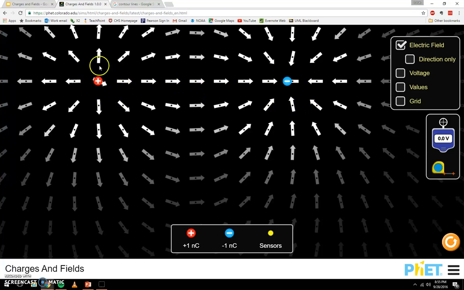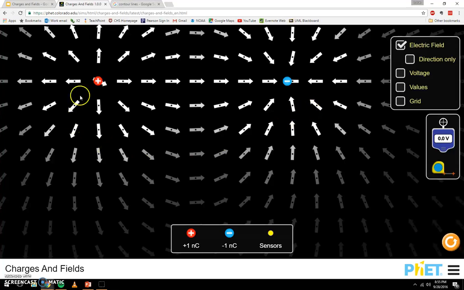We see that there is an electric field that is shown emanating away from the positive and going into the negative. That's the direction that a positive test charge would feel a force if it were placed in that area. So it's going to be repelled by the positive, clearly, and attracted to the negative. And so that's the direction that we get for the electric field.